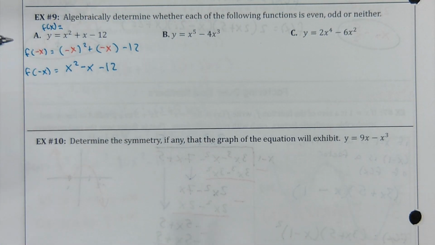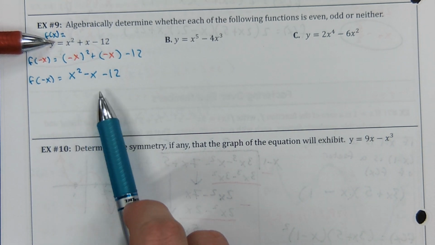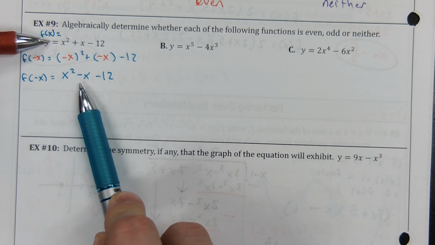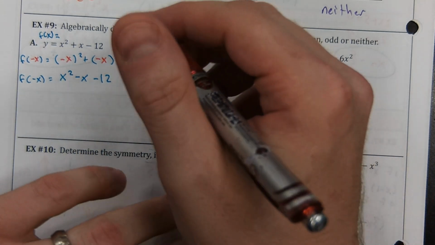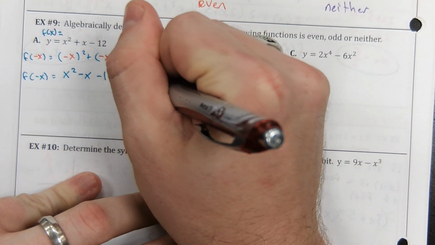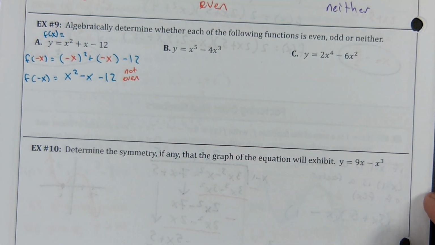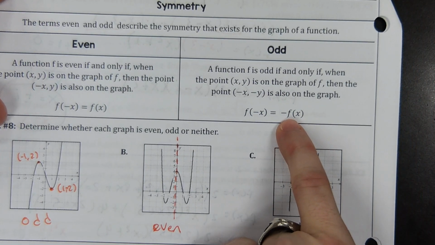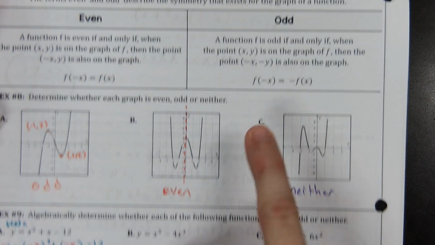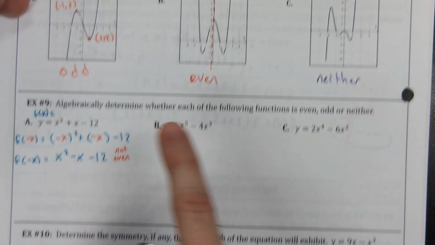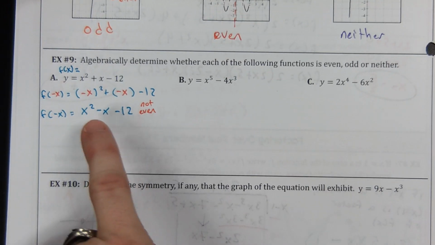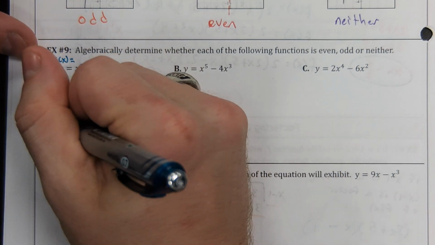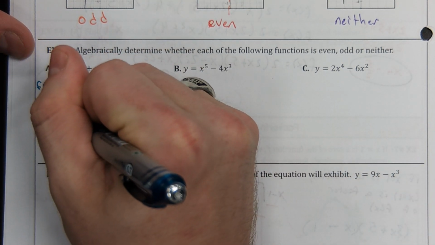Are this function and this function exactly the same in every way? No, not even. Now the only thing to do is check for odd. We're going to compare negative f of x to this result, which is right there. If negative f of x matches this result, then it's odd. Let's go ahead and see what we get if we take our f of x and multiply by negative 1.